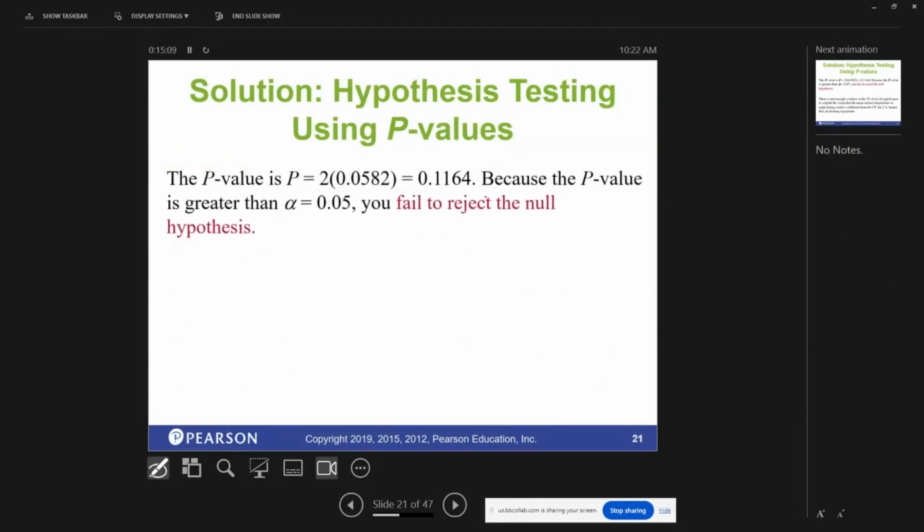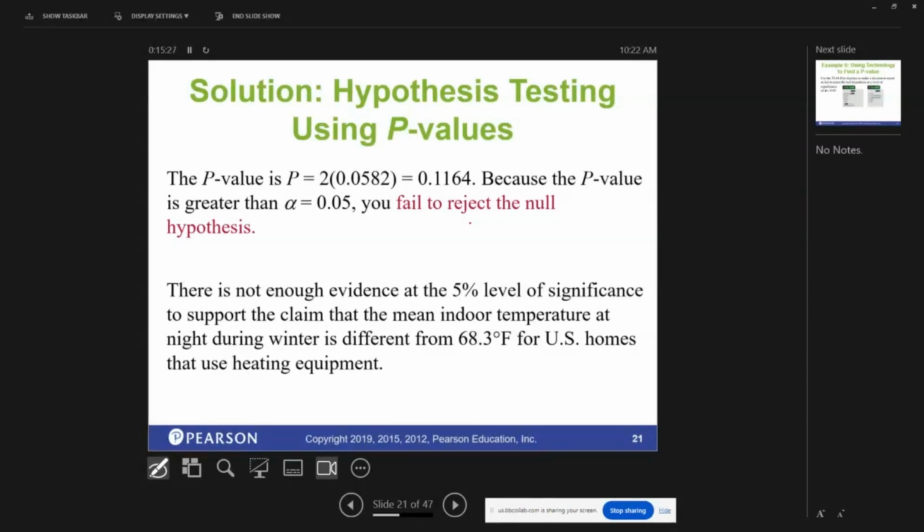So now when I compare that to my level of significance of 0.05, P this time is greater than alpha, and so we fail to reject the null hypothesis. So as far as this problem goes, this means there is not enough evidence at the 5% level of significance to support the claim that the mean indoor temperature at night during winter is different from 68.3 degrees Fahrenheit for U.S. homes that use heating equipment.